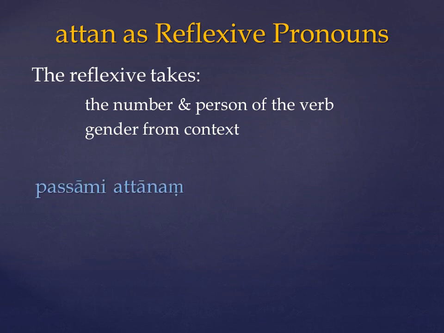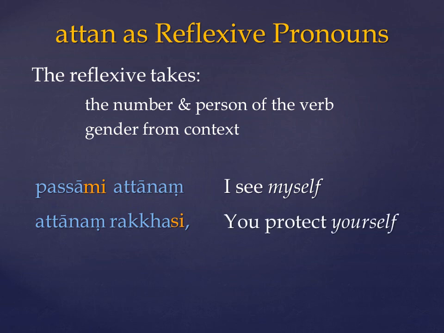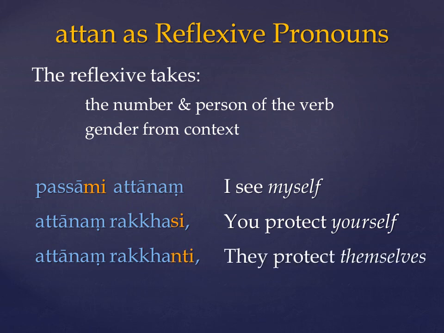Passāmi attānaṃ. Passāmi is in the first person, meaning I see, and therefore we can conclude that attānaṃ must be also in the first person, or myself. Attānaṃ rakkhasi. Rakkhasi is in the second person, meaning you protect, and therefore we can say you protect yourself. Similarly, attānaṃ rakkhanti. Rakkhanti is third person plural, meaning they protect, and so we get they protect themselves.